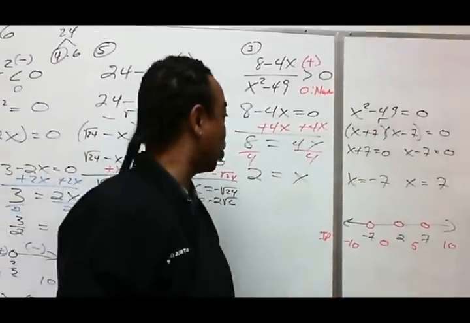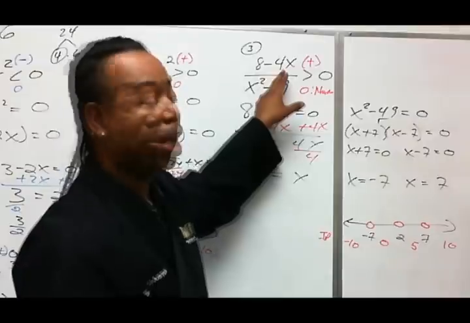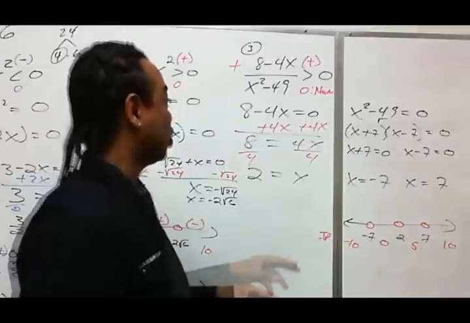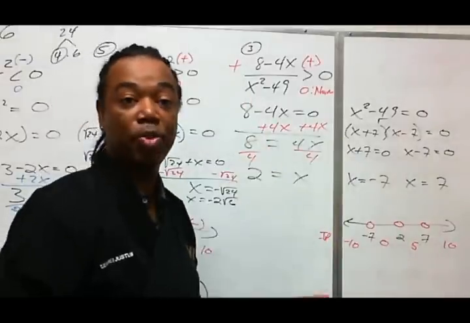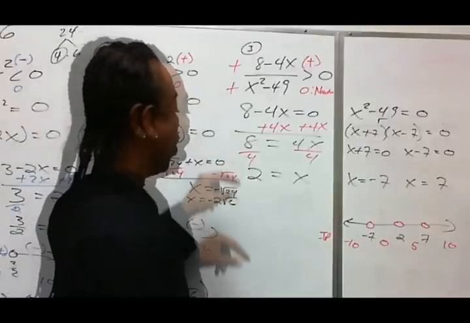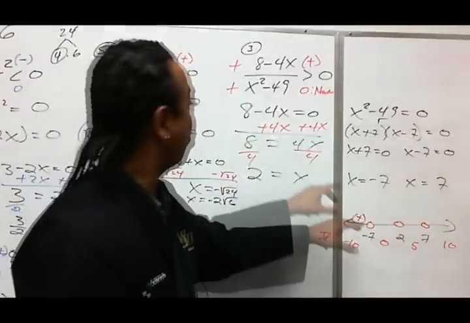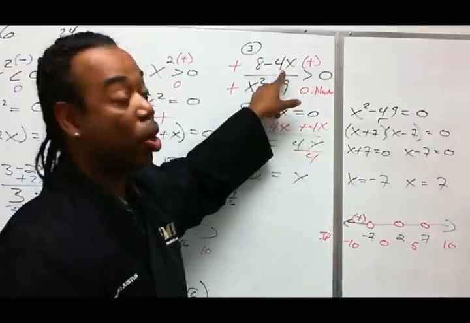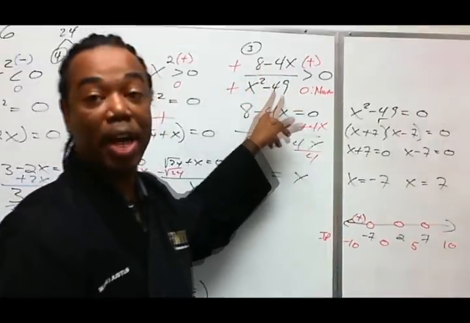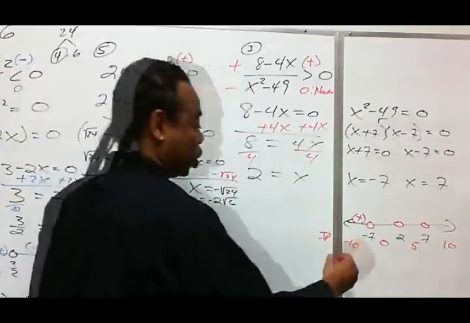Okay, let's start off with negative 10. Negative 10 times negative 4 is positive 40 and add positive 8. That's positive. A negative 10 squared is 100 with a negative 49 is still positive. So positive divided by positive is positive. 0. Negative 4 times 0 is 0 with a positive 8 is positive. 0 squared with a negative 49 is negative. So here we have a positive divided by negative, which is negative.